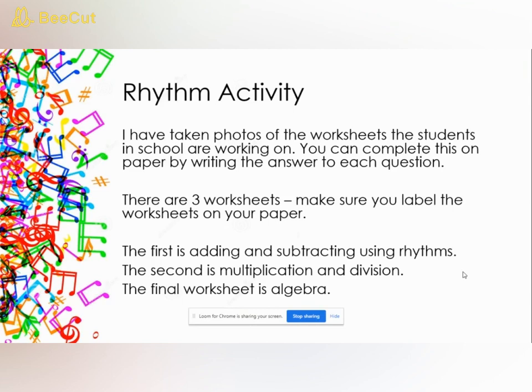So it's rhythm maths. Each note has got a value, and it shows you that at the top. It's got a duration, it calls it on the sheet, and you need to add the durations together or take them away for the first sheet. So the first one's adding and subtracting. The second one's multiplication and division. So you're doing the same, you're just multiplying those numbers and dividing. You will need to know how to times by a half. And the final worksheet is algebra.